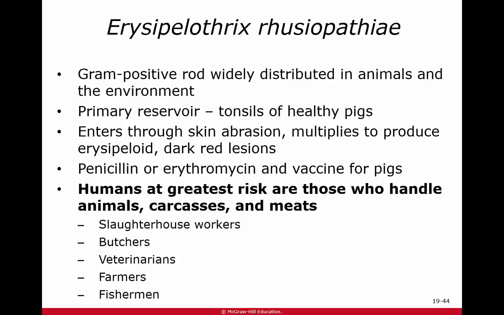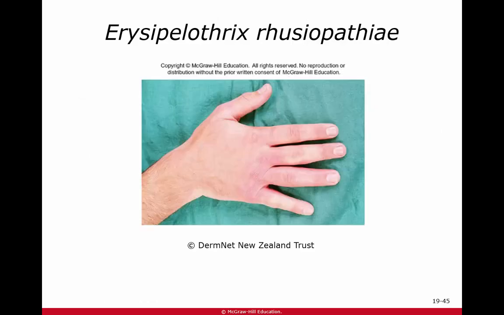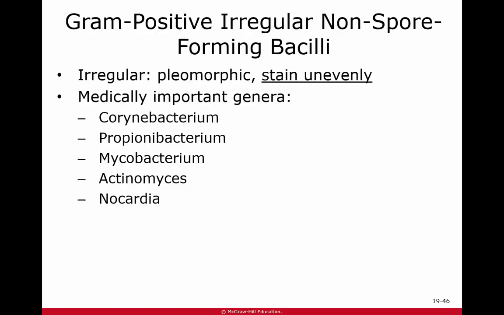Typically, you want to make sure that the pork you're getting comes from pigs that have been given antibiotics such as penicillin or erythromycin. There is also a vaccine that pigs are given. Humans at greatest risk are those who handle carcasses or meats or deal with animals, specifically pigs. This would be slaughterhouse workers, butchers, veterinarians, farmers, and fishermen. They would be most concerned with contracting this particular microbe. This is just showing the redness around the joints and in the hands.